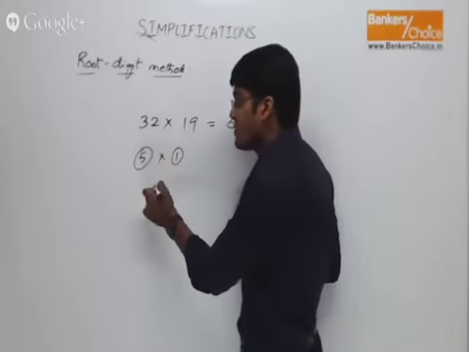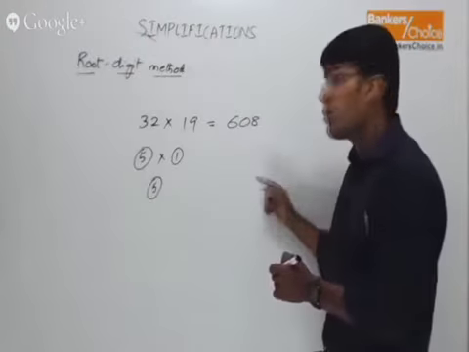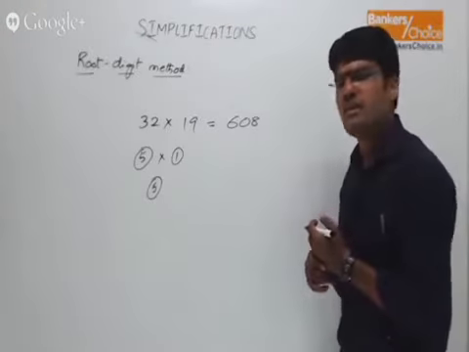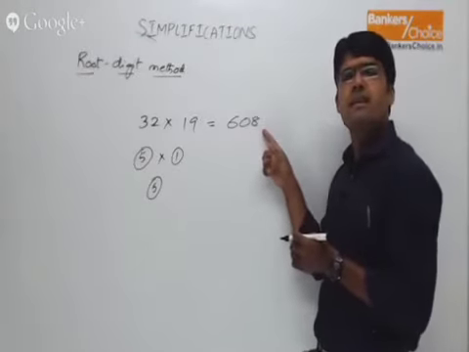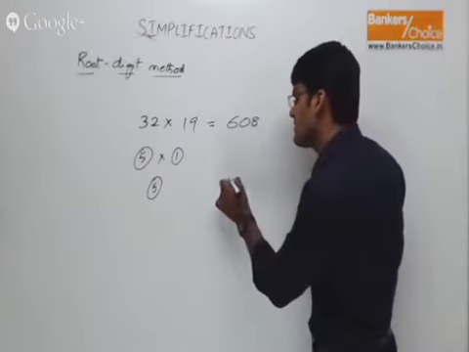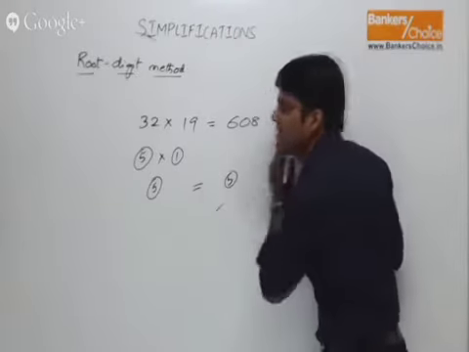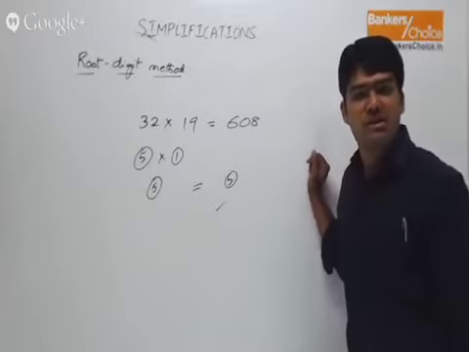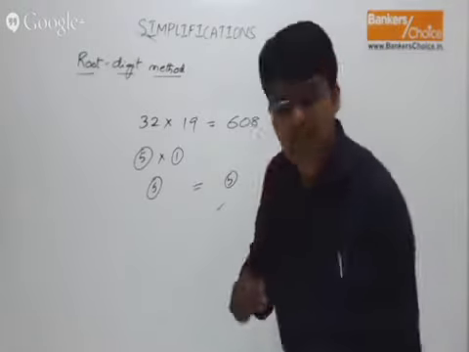5 into 1 is 5. So the root digit of the left hand side is 5. The root digit of the right hand side should also be 5. Check. 6 plus 0, 6. 6 plus 8, 14. 14 was the root digit. 1 plus 4, 5. Is it balanced or not? Yes. So that's the concept of root digit. And this is what we can use while answering certain questions.